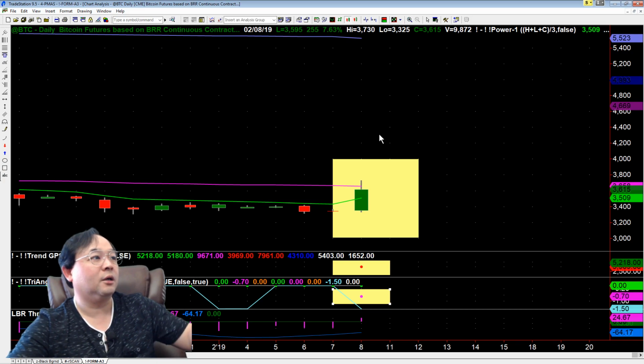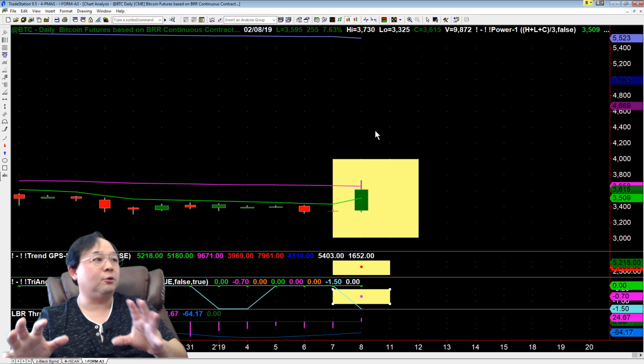Remember, we don't see any pink dots or blue dots there. There's no confirmed sell or buy signal here. This is a possible alert. That's why it's down here, smaller right here. So that's where we are right now. That's where we stand according to the system.